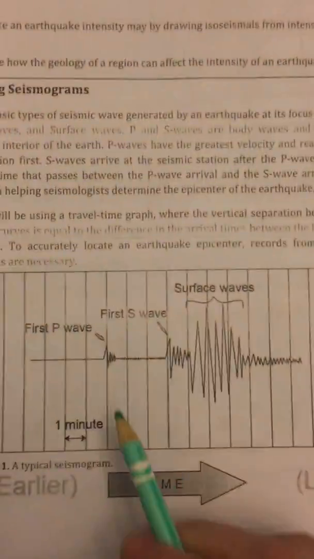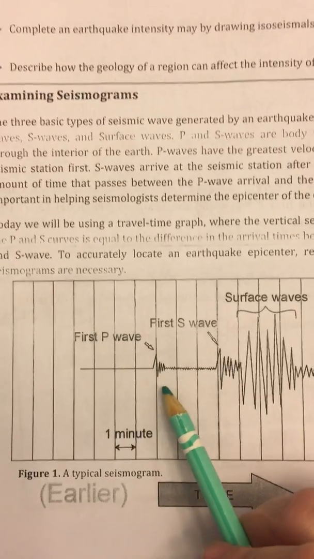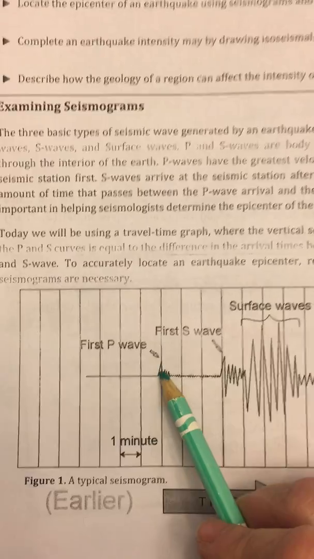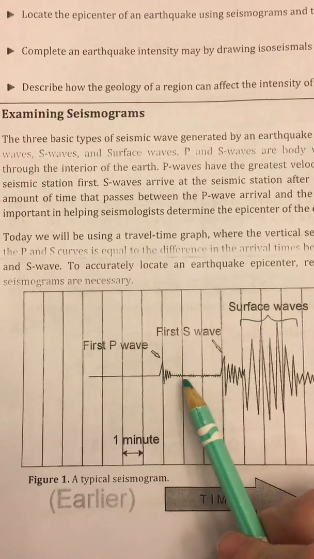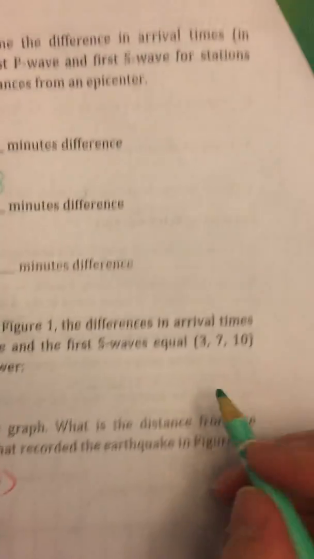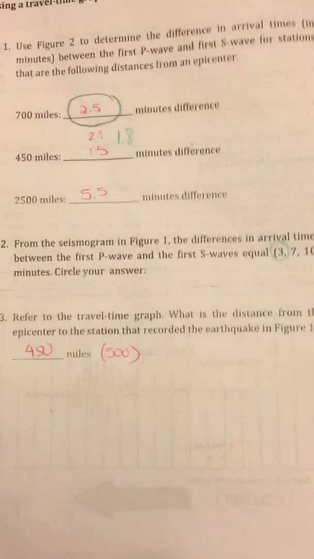So let's go look at it again. Here's our first P wave arrival. Here's our first S wave arrival. Each line from beginning to end is 1 minute difference. So we start here, that's time 0. This is 1 minute, 2 minutes, 3 minutes. So you should be circling 3. Okay? All right, last question.